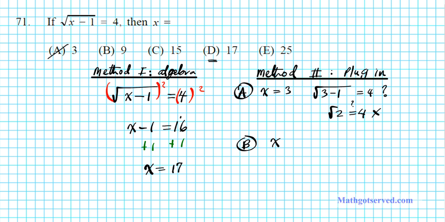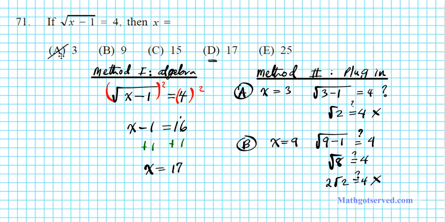You want to test x equals 9 to see if it's a solution. So the question is, is the square root of 9 minus 1 equal to 4? You simplify this. Is the square root of 8 equal to 4? If you simplify this, this is the square root of 4 times 2, which is 2 root 2. Is that equal to 4? The answer is no.